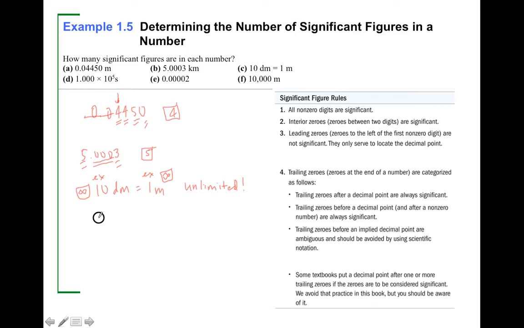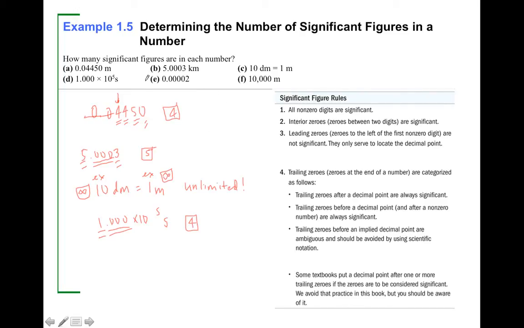Okay. What about 1.000 times 10 to the 5 seconds? We know that first one is significant, because that's a non-zero digit. Interior zeros, there are no interior zeros. What about leading zeros, zeros to the left? There are none there. What about trailing zeros? Aha, trailing zeros after the decimal point are always significant. So all three of those are. Therefore, there are 4 sig figs there.